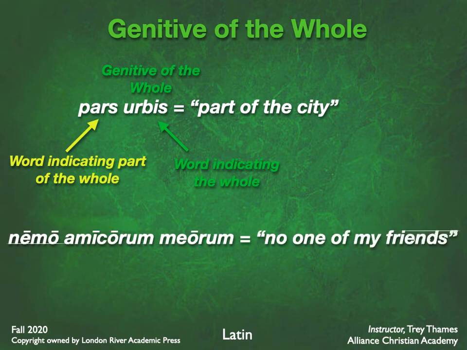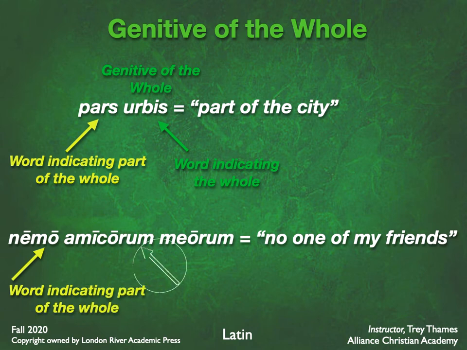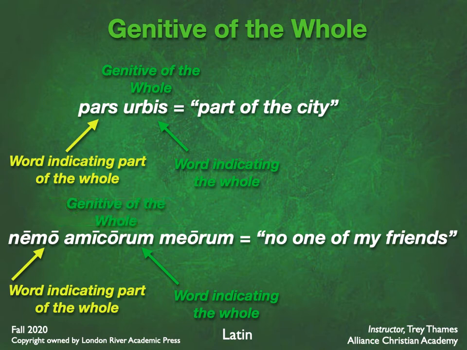Let's look at another couple of examples. The word nemo means no one. Nemo amicorum, no one of my friends. Amicorum is an adjective there. So no one of my friends. Of my friends, amicorum, is the genitive of the whole, because it's preceded by a word that means a partial part of the whole. And nemo is it. Not all my friends, but no one of my friends. It's a little confusing. But those are genitives of the whole.